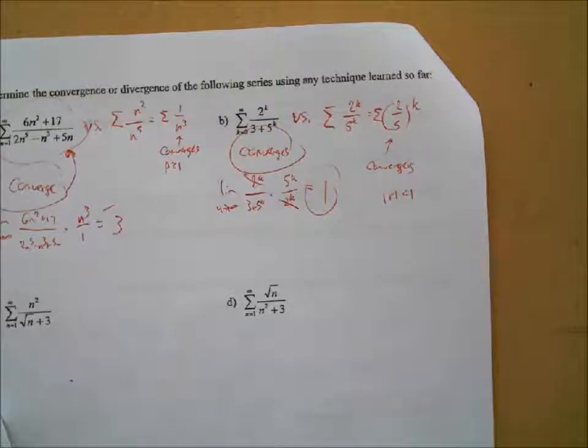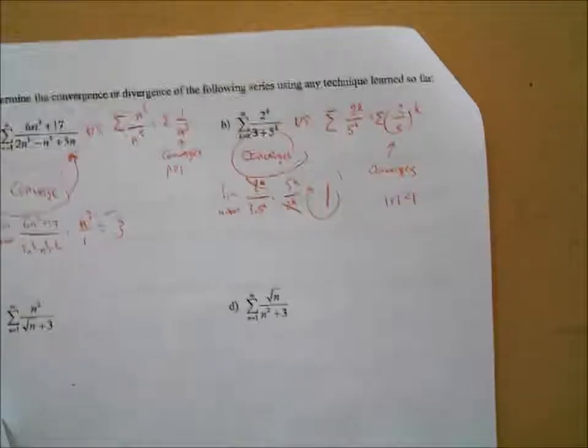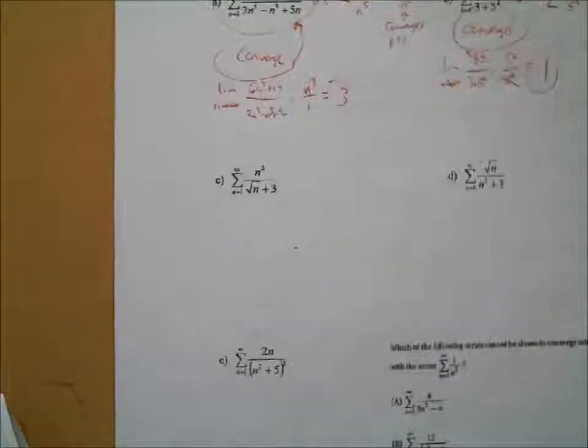But I would really say, don't worry too much about the direct comparison. The limit comparison really is where we're going to put all our eggs in one basket, as far as that's concerned. So, all right, how about letter C?